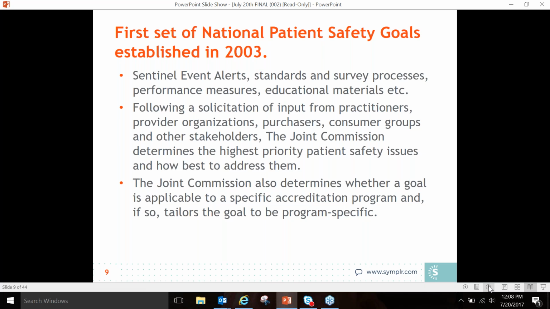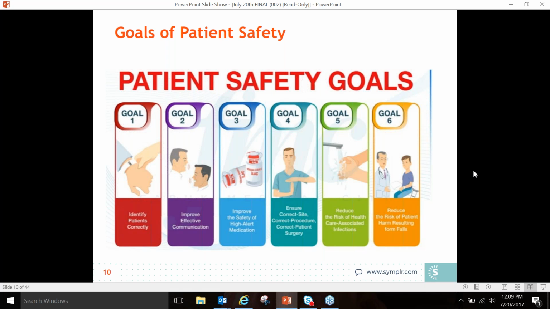So around 2003, JC said, look, we're going to get some input across the health system from different groups, and we're going to start to put together priorities, issues, and how best to address them. The Joint Commission also determines whether a goal is applicable to a specific accreditation program, and if so, tailors the goal to be program specific. And then, of course, they ask you to demonstrate that you have these goals in mind, and how are you following them? What is the outcome of that, and how are you handling it when things go awry or don't go so well? So all of this is really left upon the organization, the facility, to demonstrate and prove these things.